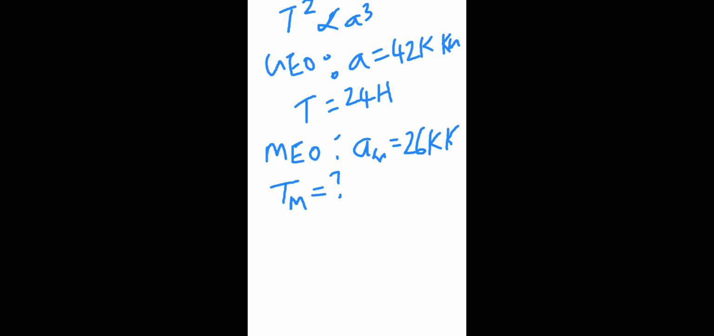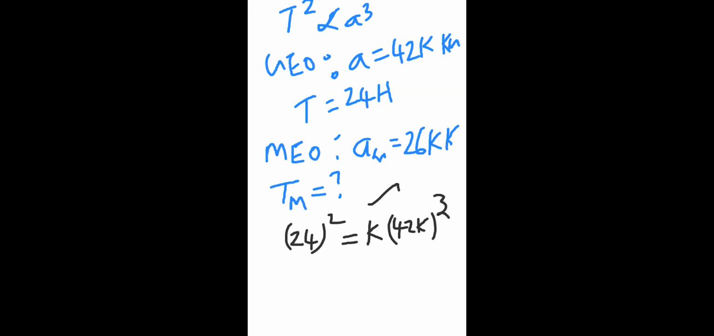How do you approach this problem? First, what is the relation given? T square is directly proportional to A cube. So 24 square equals some constant K, which we don't know, times A cube, and A cube means 42,000 whole cube. Now you know what is the value of K.